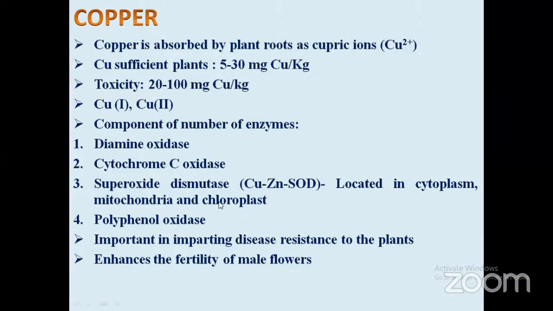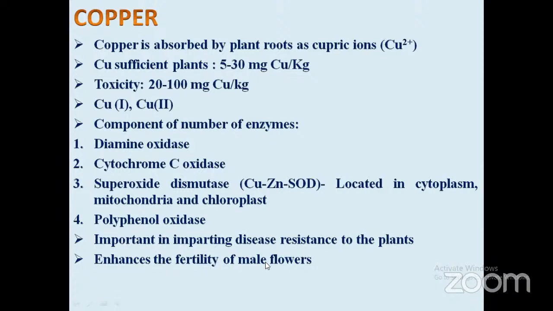So it can be asked in exam directly that which of the following elements plays a role in lignin biosynthesis? It is copper. It is important in imparting disease resistance to the plant. This copper is a micronutrient that is important in imparting disease resistance to the plant. If I ask you which macronutrient imparts disease resistance to the plant, you tell. Potassium. Wonderful. So in micronutrients it is copper that imparts disease resistance, and in macronutrients it is potassium that imparts disease resistance to the plant.